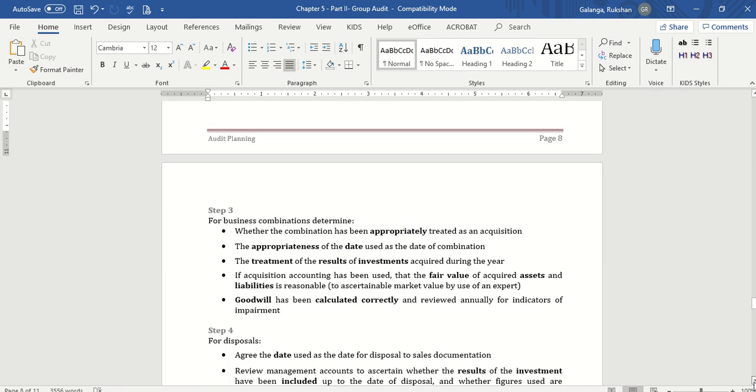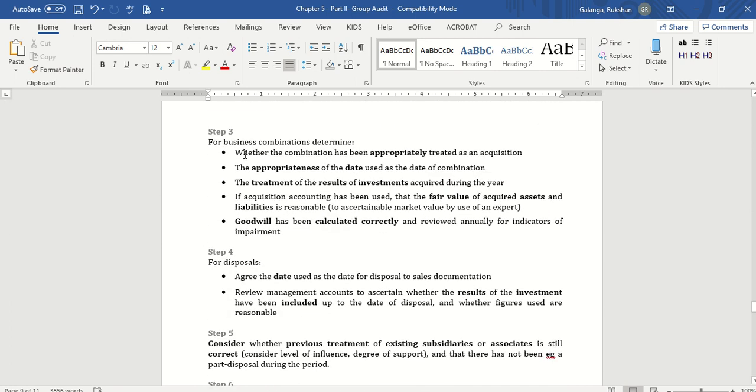I just run through these steps. For a business combination, determine whether the combination has been appropriately treated as an acquisition, which comes under SLFRS 3. The appropriateness of the date used for the date of combination, that means whether the date of the acquisition is correct. So everything you can learn under the consolidation.